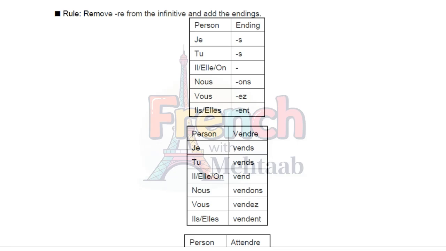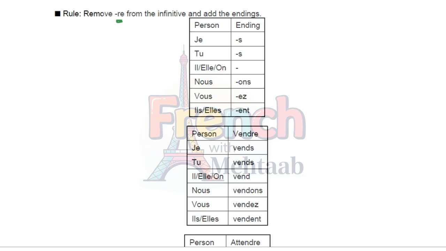Okay, so first of all, we take the verb. What's the rule? We remove RE from the end, from the infinitive, and add the endings. What are the endings? For je, we would add S at the end and we would remove RE from the verb. For tu, it's S. With il, elle, and on, we just remove the RE from the end. We do not add any other ending, okay?